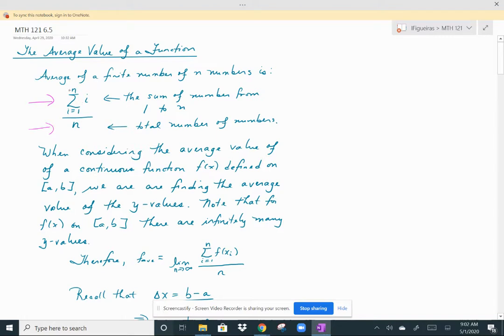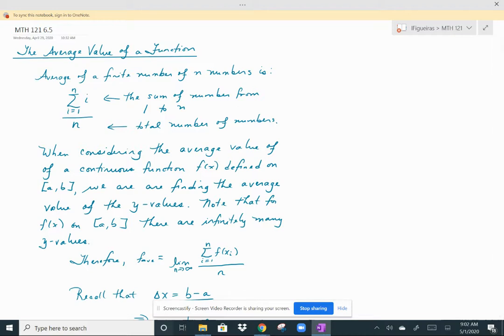Remember that top expression is summation notation, which means that you add all of your numbers starting with the lower index value of 1 and ending with the upper index value of n. So that's our average for a finite number of numbers. So if we wanted to find the average value of a function, that means we're trying to find the average value of the y values or the f of x values.